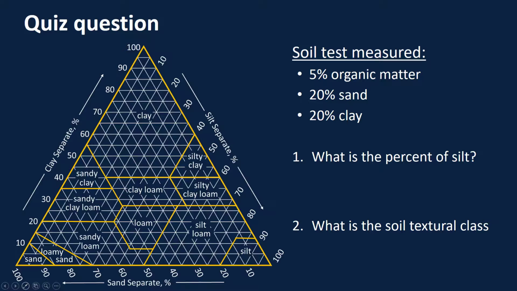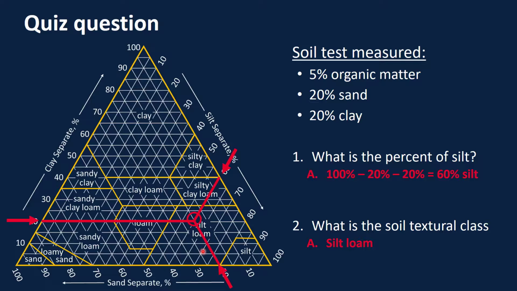All right, we're about to reveal the answers, so if you haven't hit pause, now's your chance. Hit pause, figure these out for yourself. Otherwise, here we go. If we take 100% of our soil and subtract 20% sand and 20% clay, we get 60% silt. Then if we take those measurements, 20% sand, 20% clay, 60% silt, and go together, we see right here, in this category, we're looking at a silt loam soil.